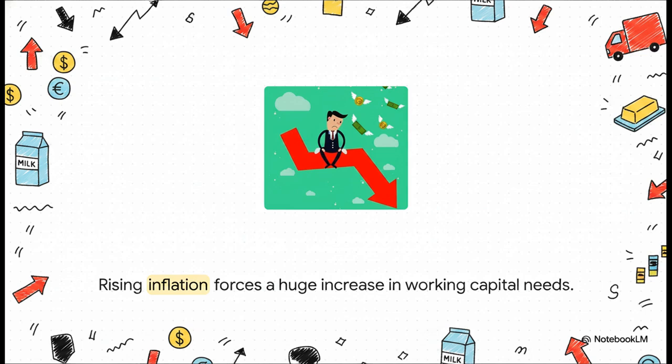of production and sales. Even if your business isn't growing at all, the rising prices of inputs, transportation, and services mean everything just costs more. Take a company like Amul, for example. If they face higher transportation and milk procurement costs due to inflation, they instantly need more working capital just to produce the exact same amount of butter and milk as they did the previous year.